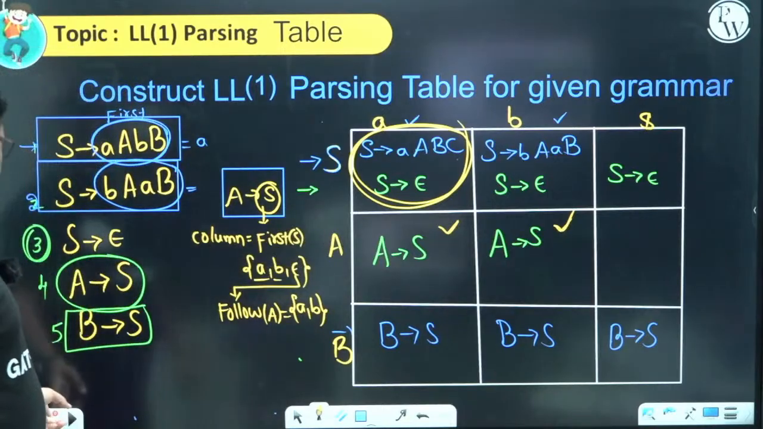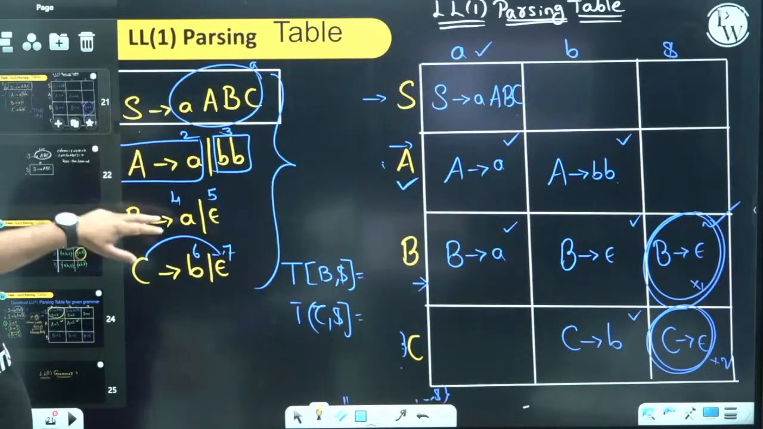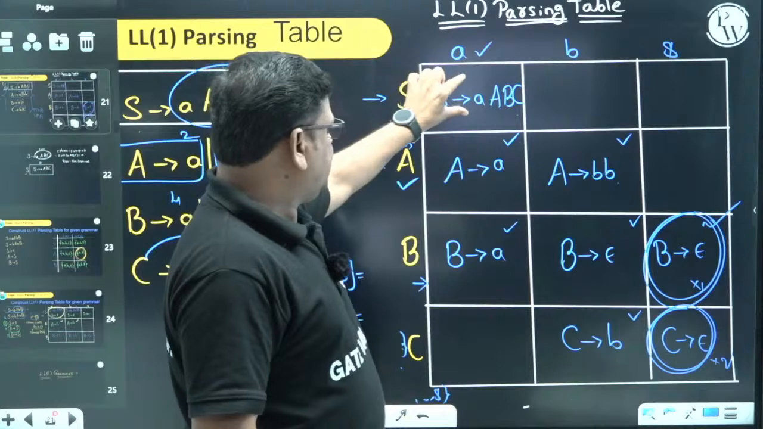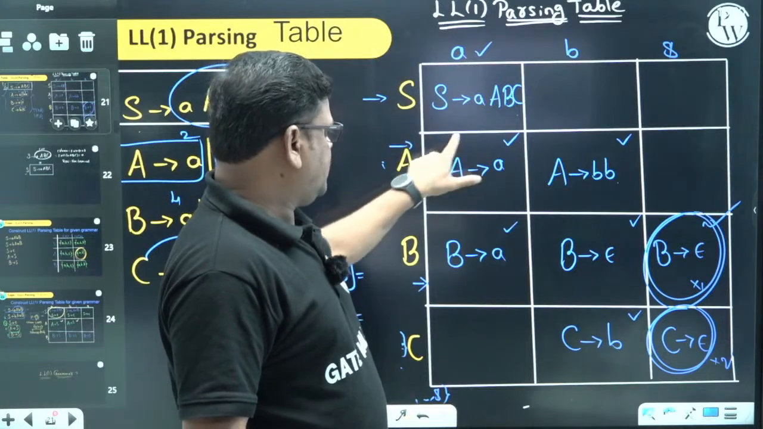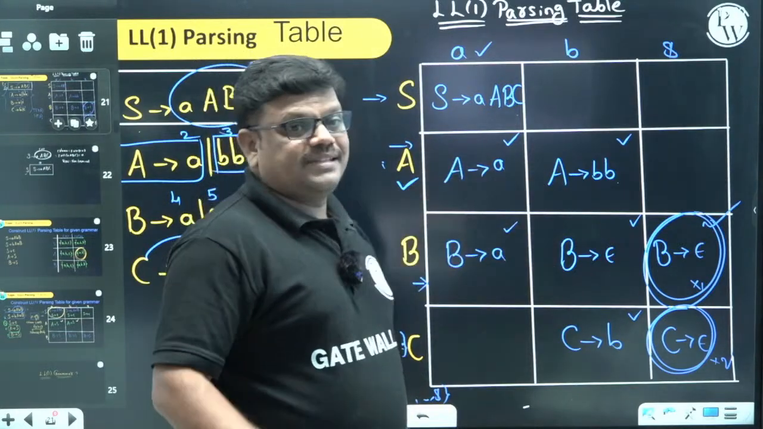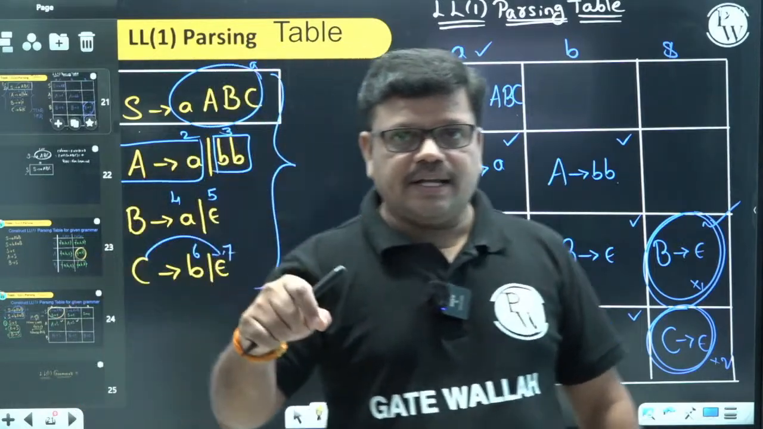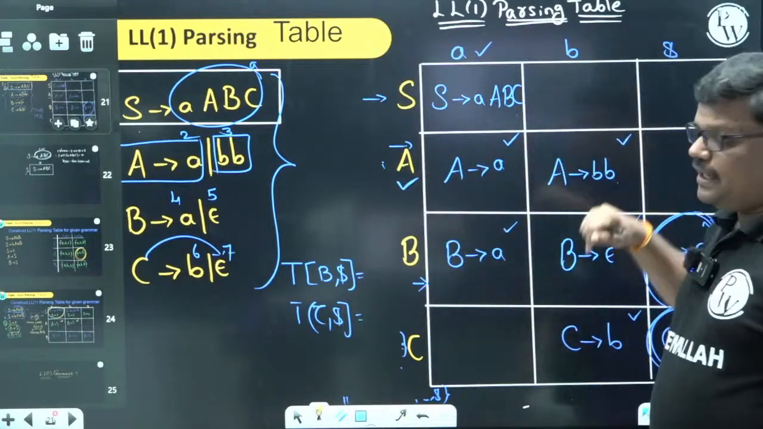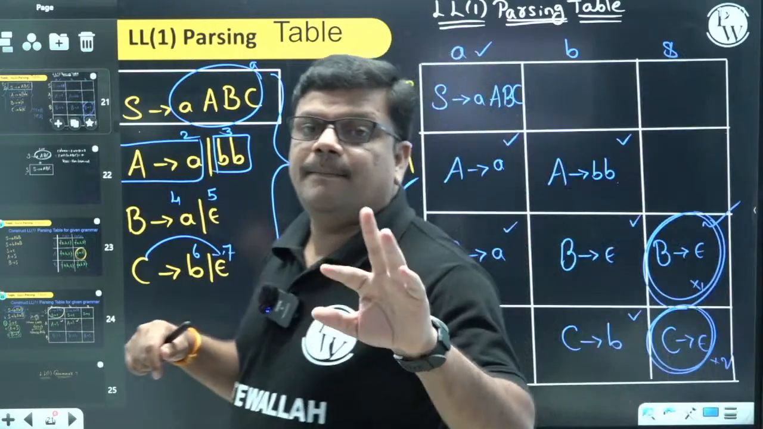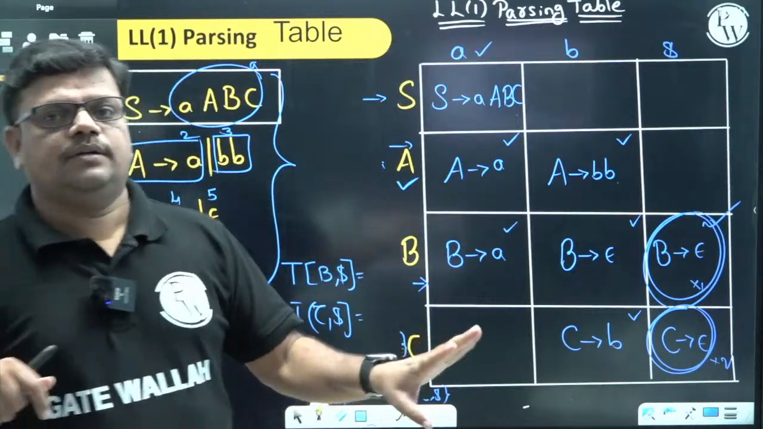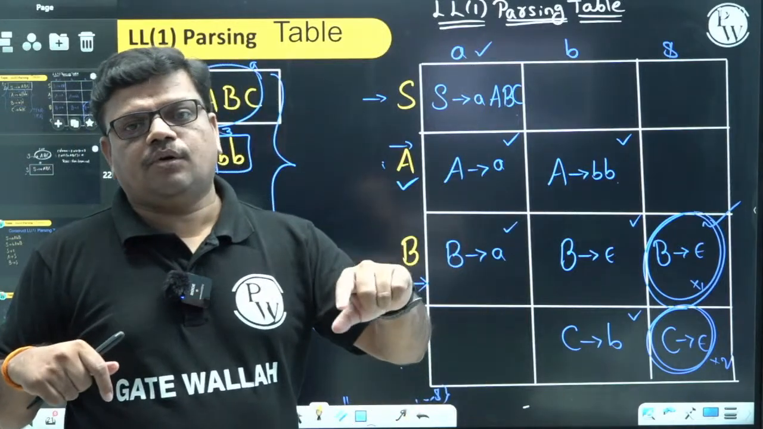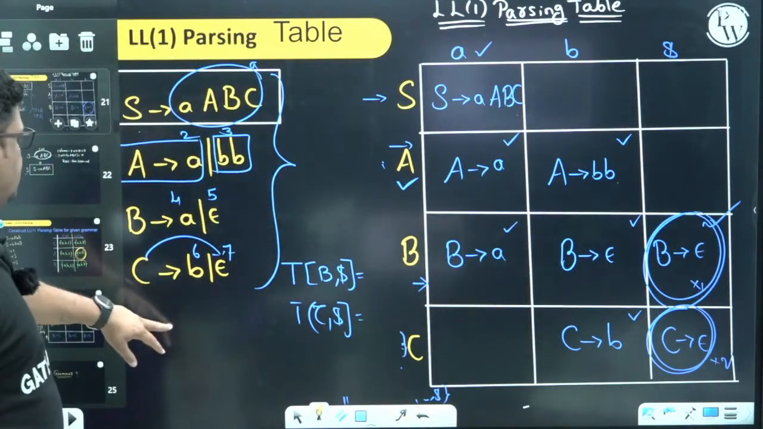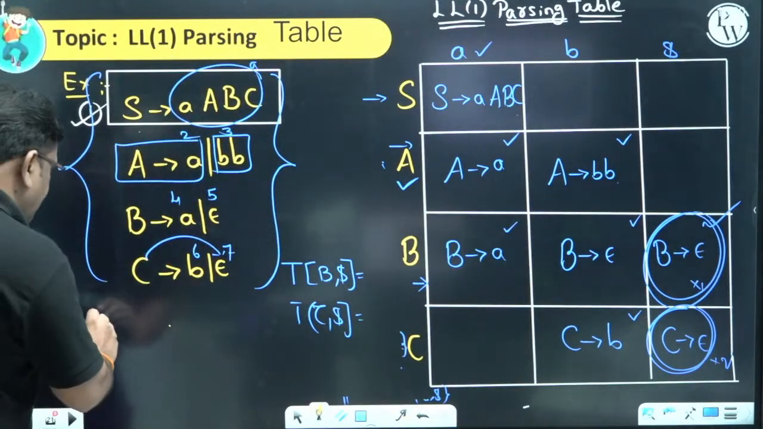So here we have two tables we constructed. This is one of the tables. Observe this table. Each cell has only one production. So the cell of the LL1 parsing table should contain at most one production. If it is not there, no problem. There, exactly one. Multiple productions are not allowed. If allowed, the grammars are called not LL1 grammars. That's why, if you want to name this grammar, its name is LL1 grammar.